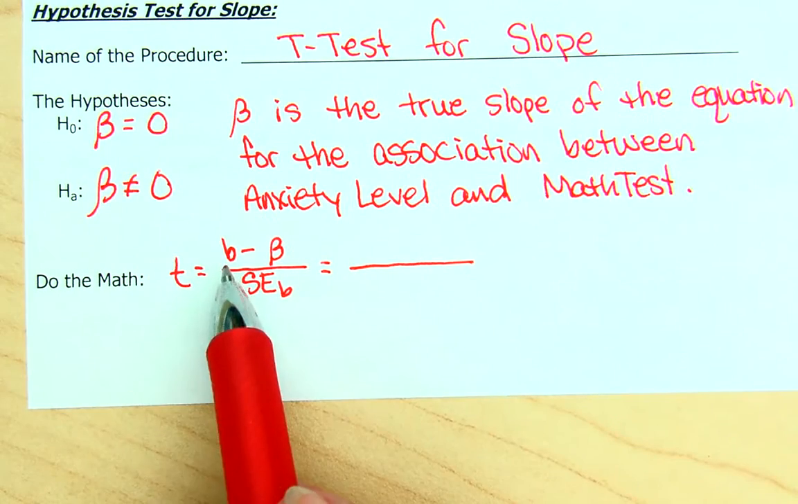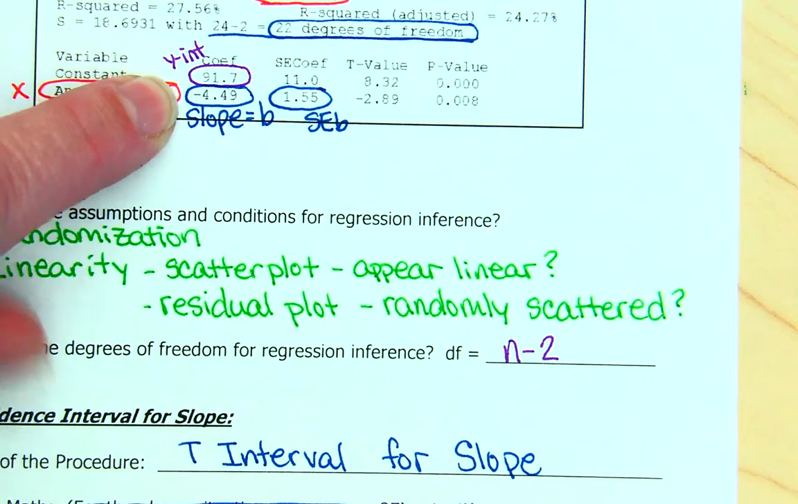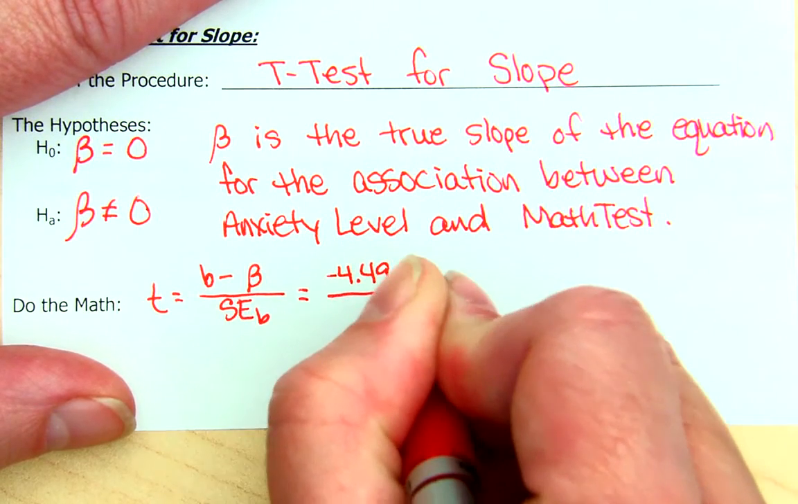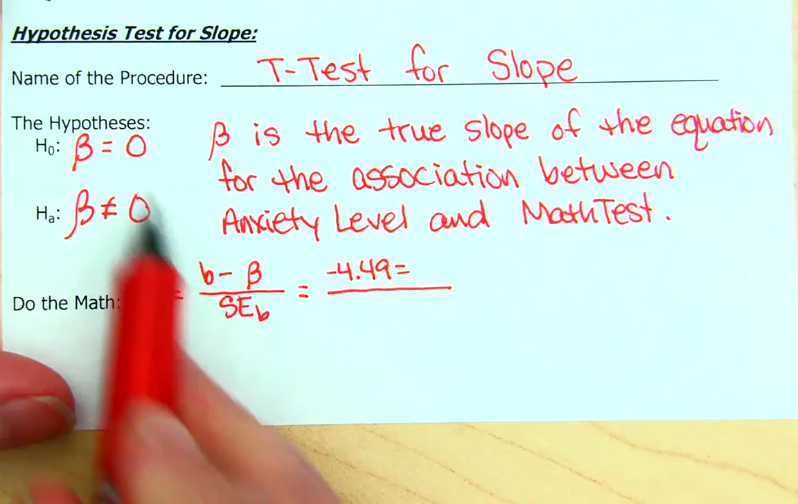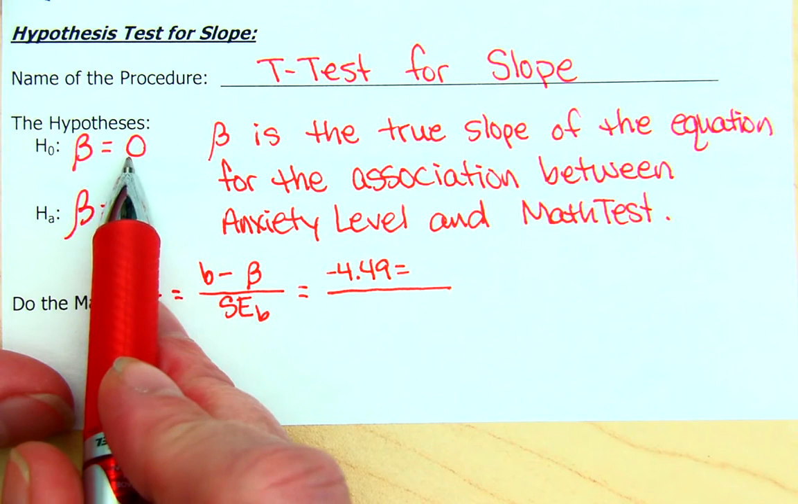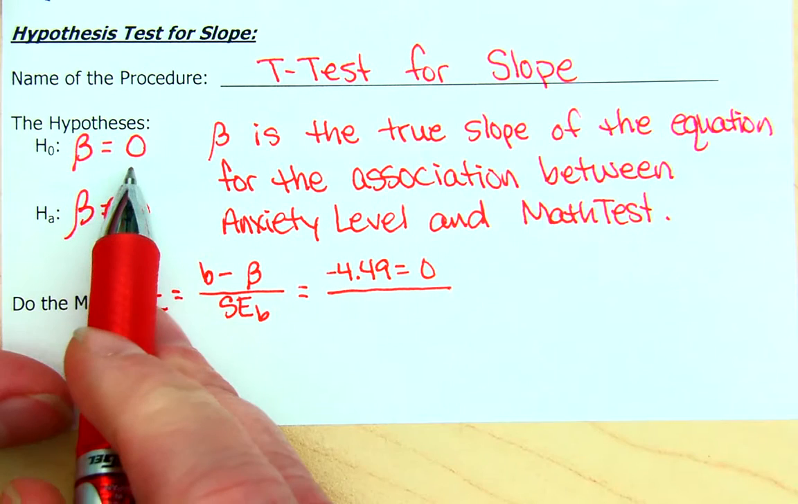So, our b is what we had up here. It is negative 4.49. The beta is what we're assuming is true until proven otherwise. So here beta is 0. Almost always we're going to test 0.